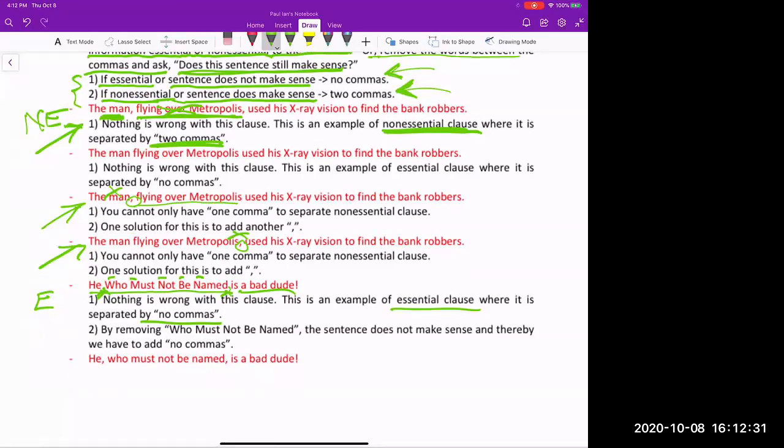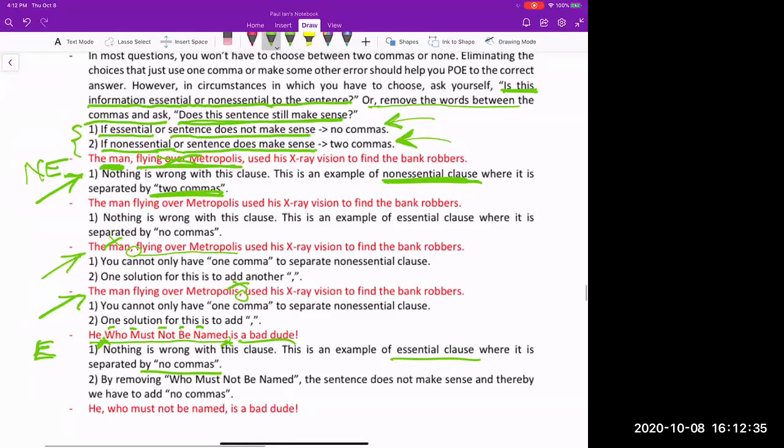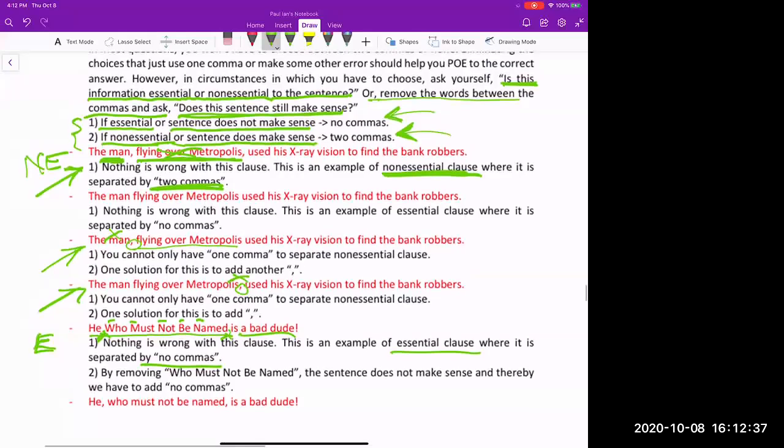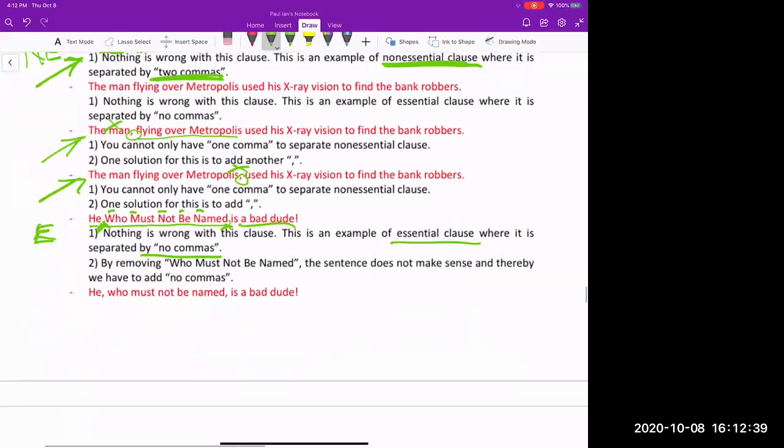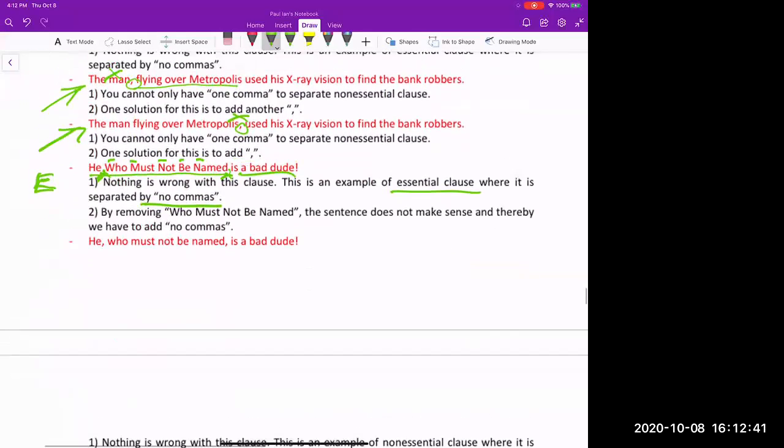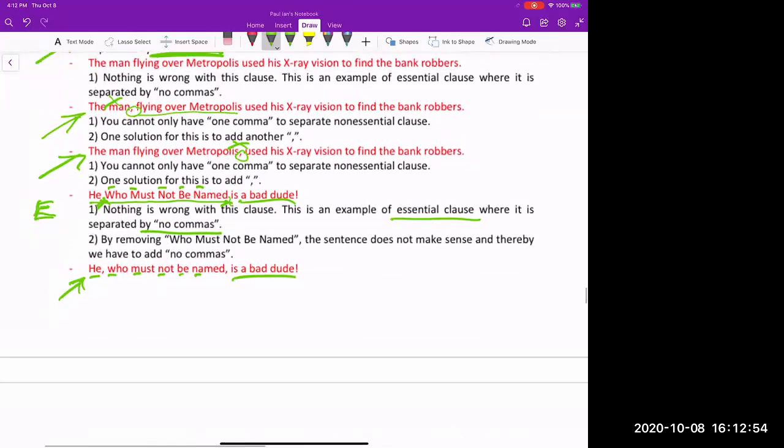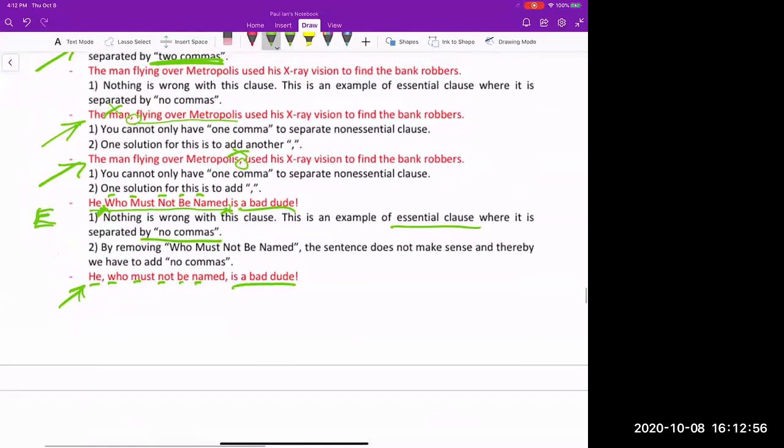So that's essential. Non-essential is when you have to have the two commas, and if you remove it, it still makes sense. Oftentimes you can just take a look at what is being capitalized. In this case, maybe it does make sense, but it's never going to be that difficult. It's very obvious for the most part.